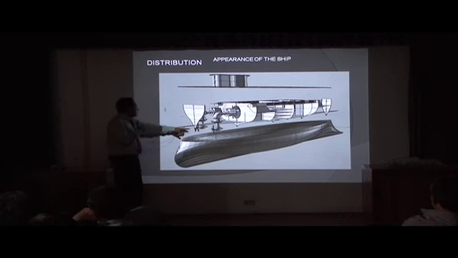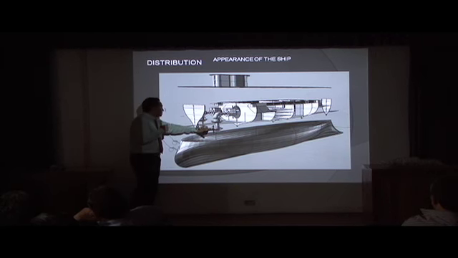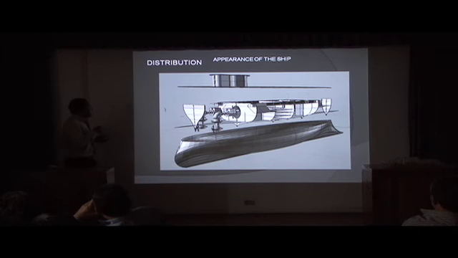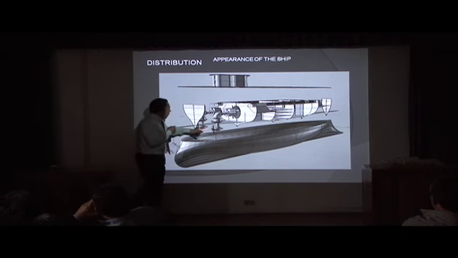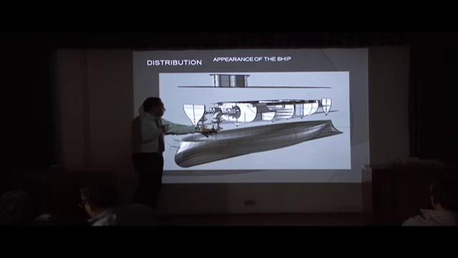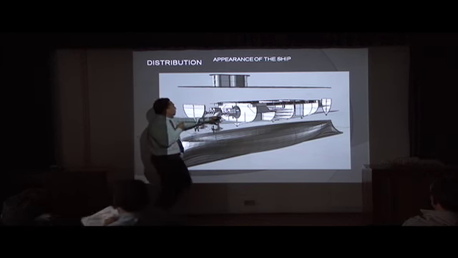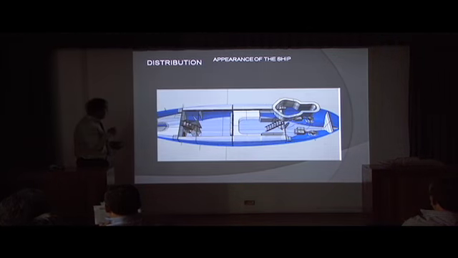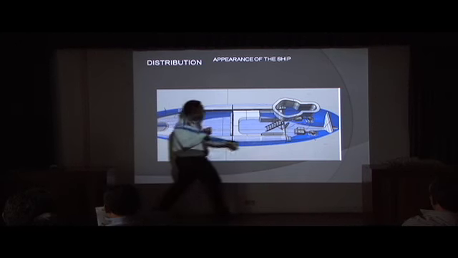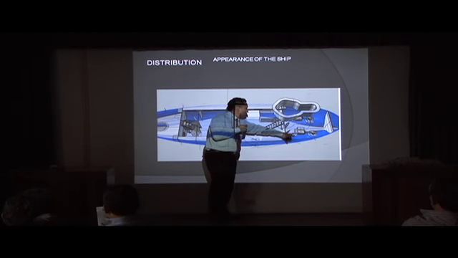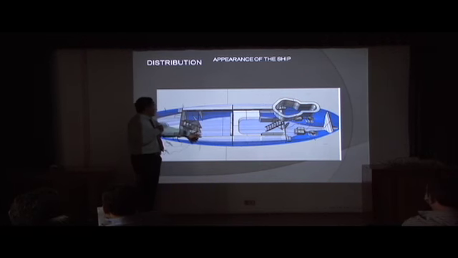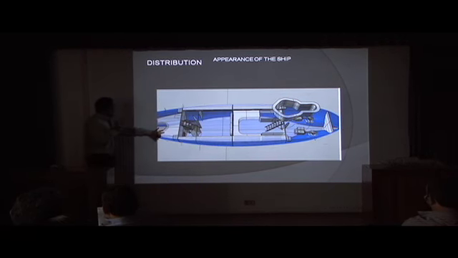We can see the propulsion system azimuth. We have two azimuth engines. This is the engine room, and this is the bar. This is the living room and fuel tank.